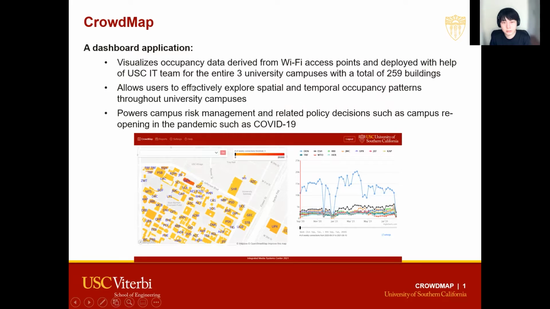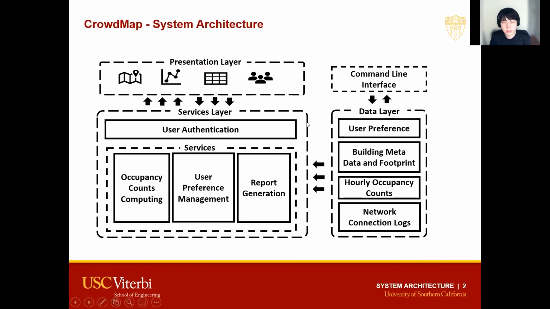It allows users to explore spatial and temporal occupancy patterns of university campuses. It can power campus risk management and related policy decisions in a pandemic such as COVID-19. Now let's introduce our CrowdMap application.